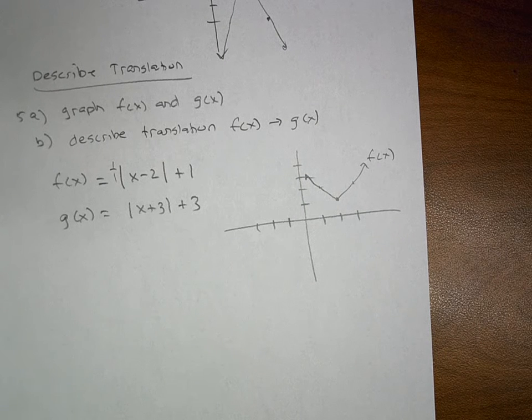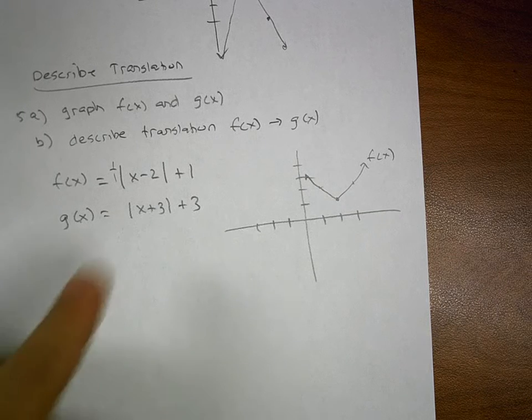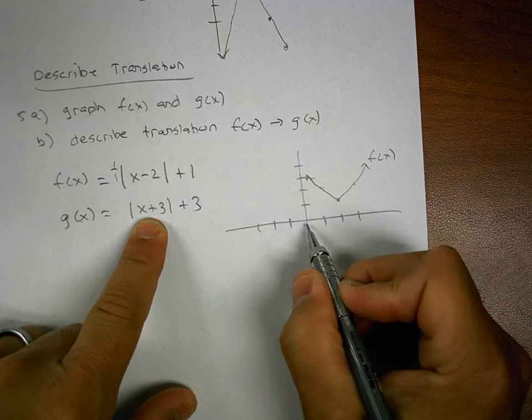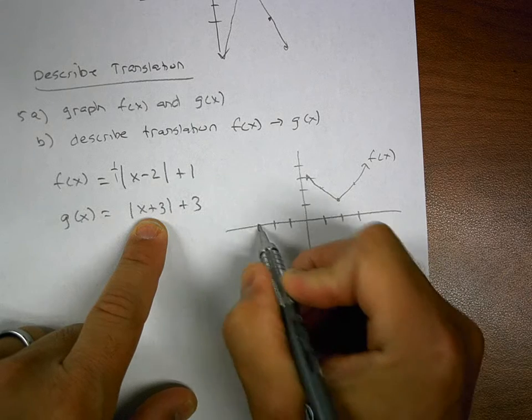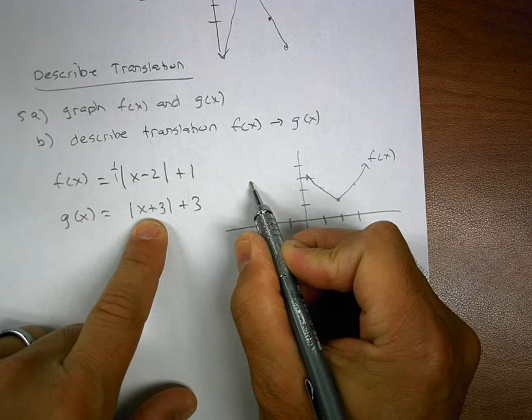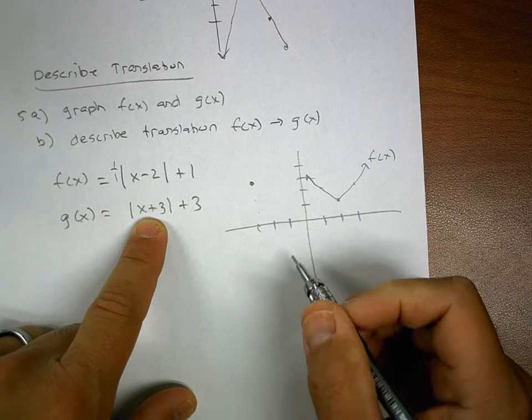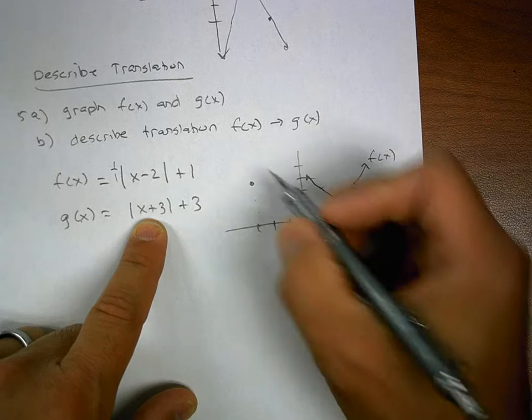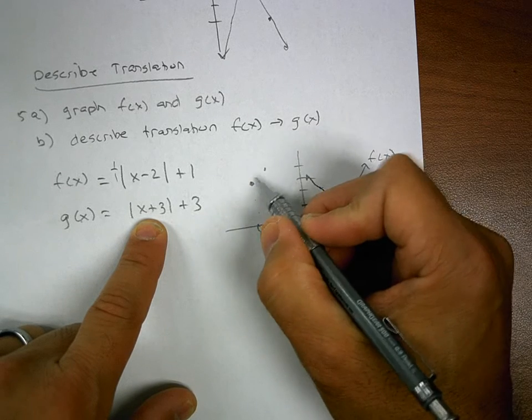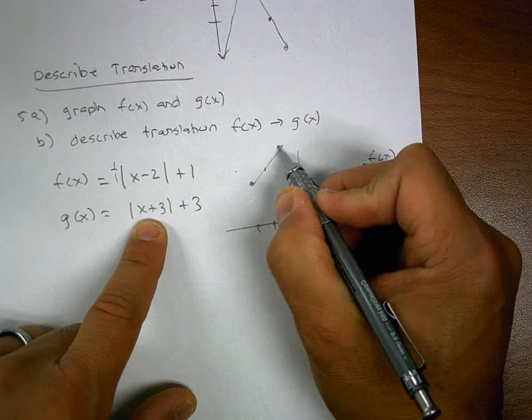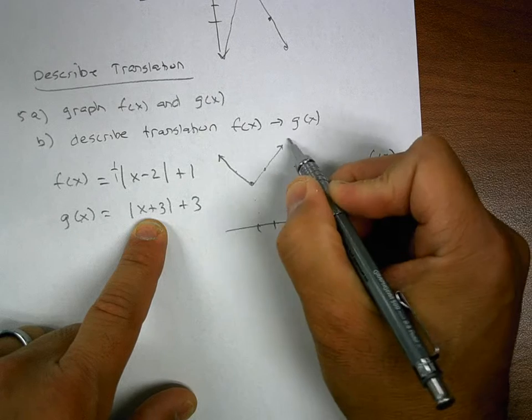And then, Tanner, how do we graph the g of x? Left 3, up 3. Good. Left 3, 1, 2, 3. Up 1, 2, 3. There it is. And this one opens up as well. It has a slope of 1, so up 1 over 1, even back. So there's this V. Okay, label that g of x.